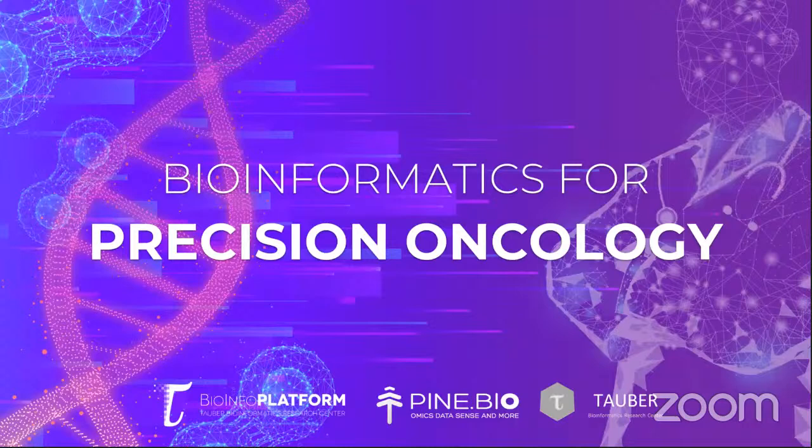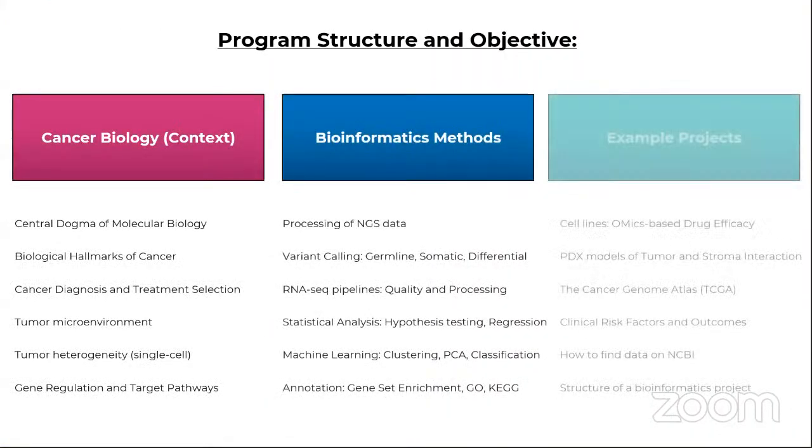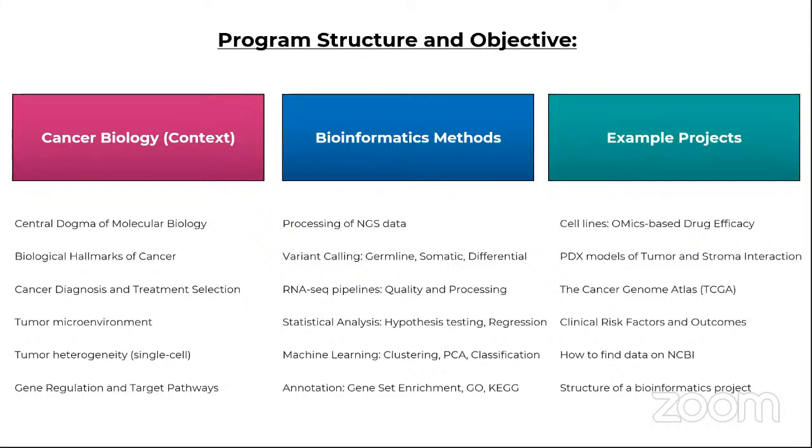So, as seen in some of the earlier presentations, we will learn important concepts within cancer biology, such as the central dogma, the hallmarks, how cancer is diagnosed and treated. We will talk about several bioinformatics methods, such as processing, variant calling, RNA-seq, and more. Finally, we will look at sample projects to learn how to make your own projects. By learning these concepts, you will be well structured to start your own projects for future analysis.